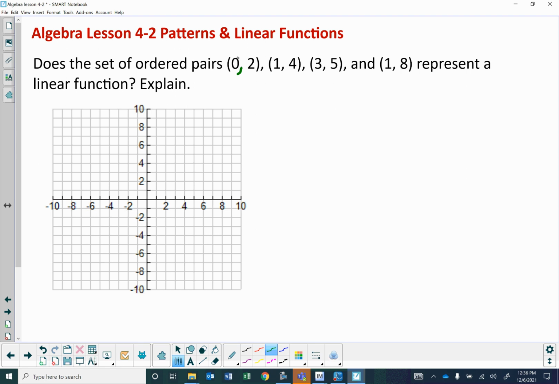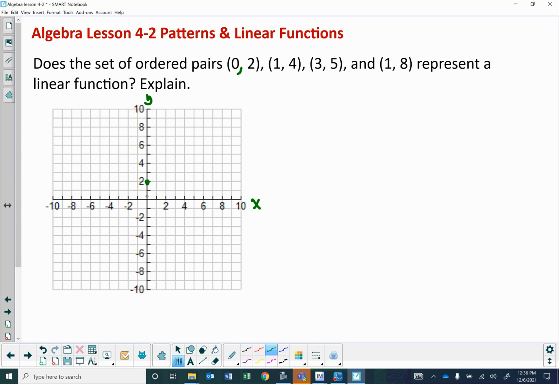So remember, on an x and y coordinate plane, this is your x-axis, this is your y-axis. You should always label them. Always graph x before y. X comes first alphabetically. So we start at the origin, which is where the two axes cross. It says to go left and right 0 and up 2. So I go left and right 0, up 2. That's my first point. There's (0, 2).